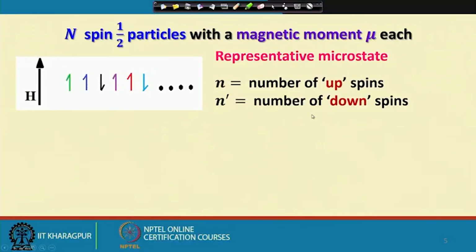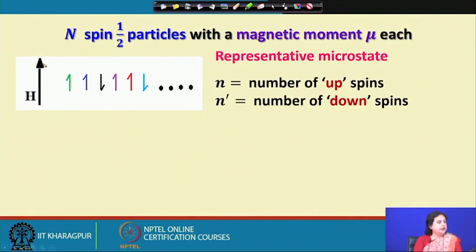Here is a representative microscopic state, as you can see. This is the direction of the applied field. This white region defines the total volume V that is available to the spins for occupation, and here particle 1 is pointing up, particle 2 is pointing up, but particle 3 is pointing down, and the other spins are also taking up their respective orientations.